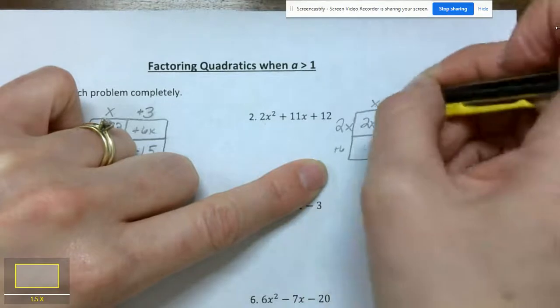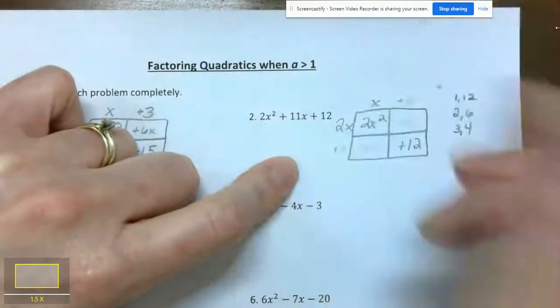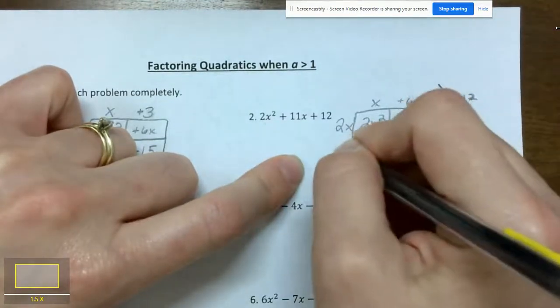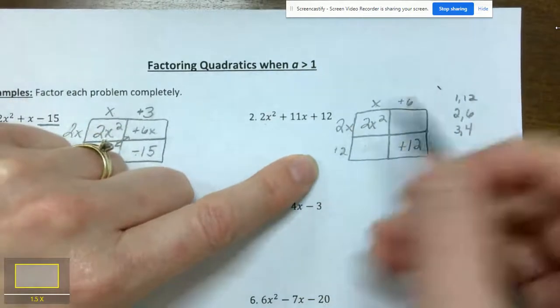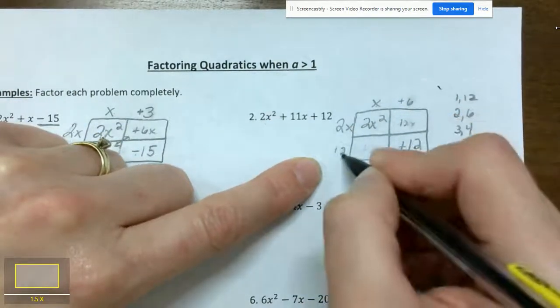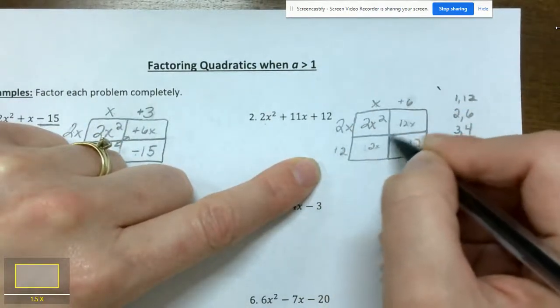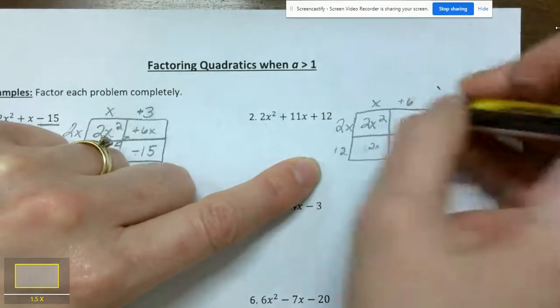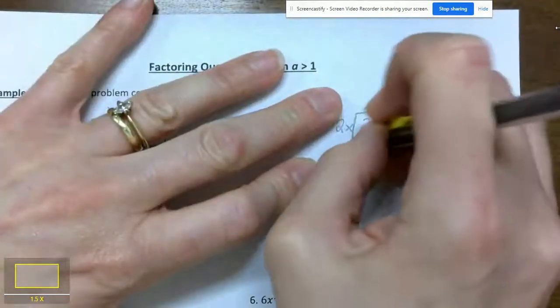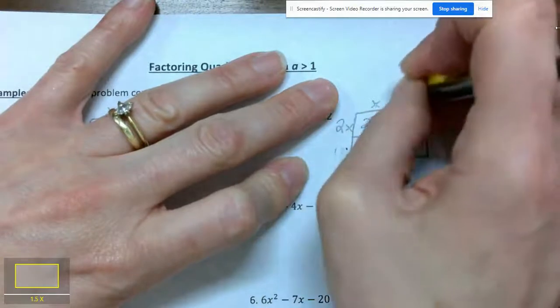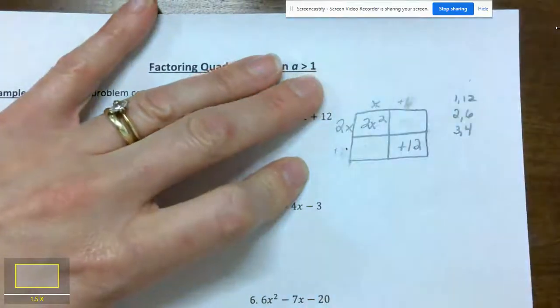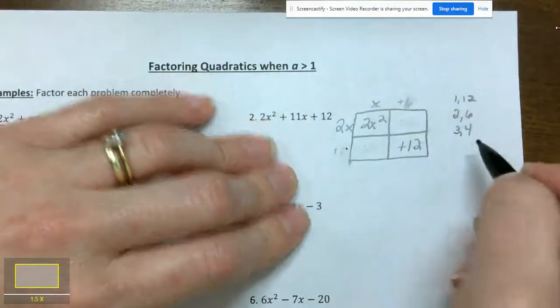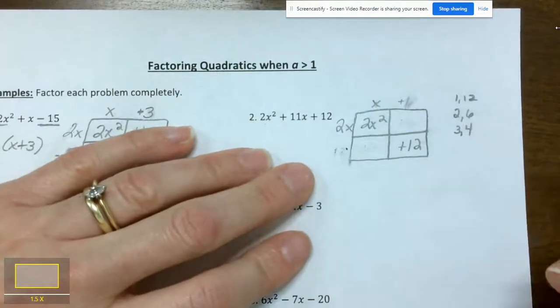All right, what if I switch them? What if I put the 6 up there and the 2 down here? Let's see if that works. 6 times 2 is 12x. And 2 times x is 2x. Well, that together is 14x. So that doesn't work. All right. And guys, see, you're just going to have to trial and error this. I can't tell you what works. 3 and 4, you're going to have to think.